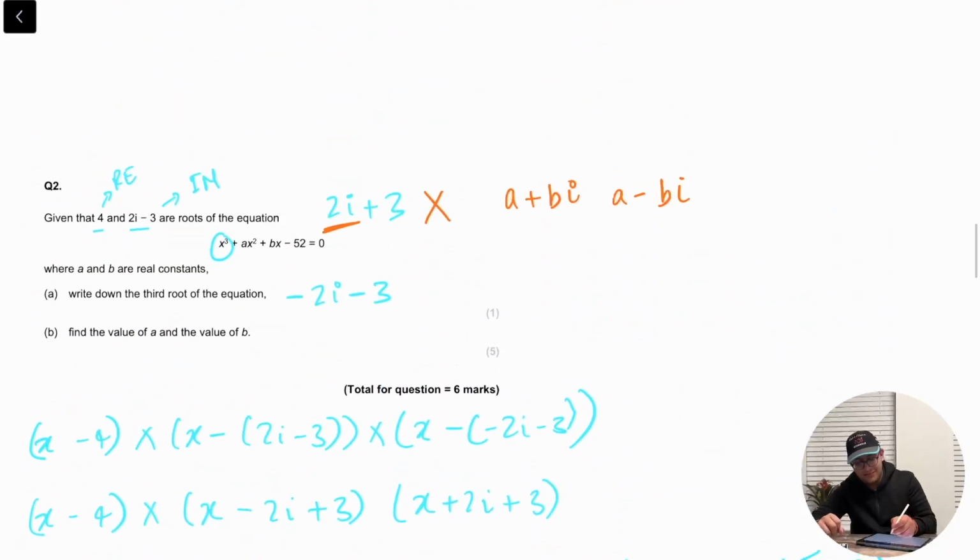If you messed up on this part and thought that the complex conjugate was 2i plus 3, then you get part B wrong as well. Remember, for the complex conjugate you always flip the sign of the imaginary part, even if the imaginary part is at the start, like it is in this question.